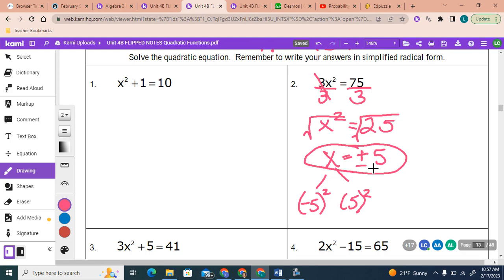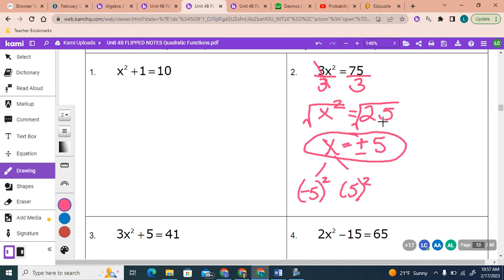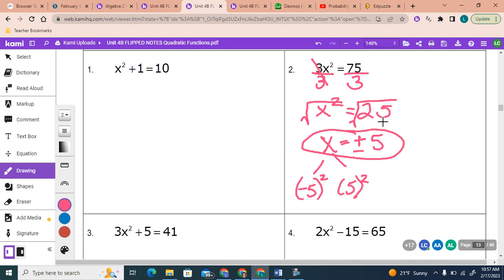Will we get it marked wrong if we don't write the plus or minus? Yes, because that means you're missing a whole answer. The answer isn't just positive 5, it's also negative 5. Both are true. Okay? Questions?